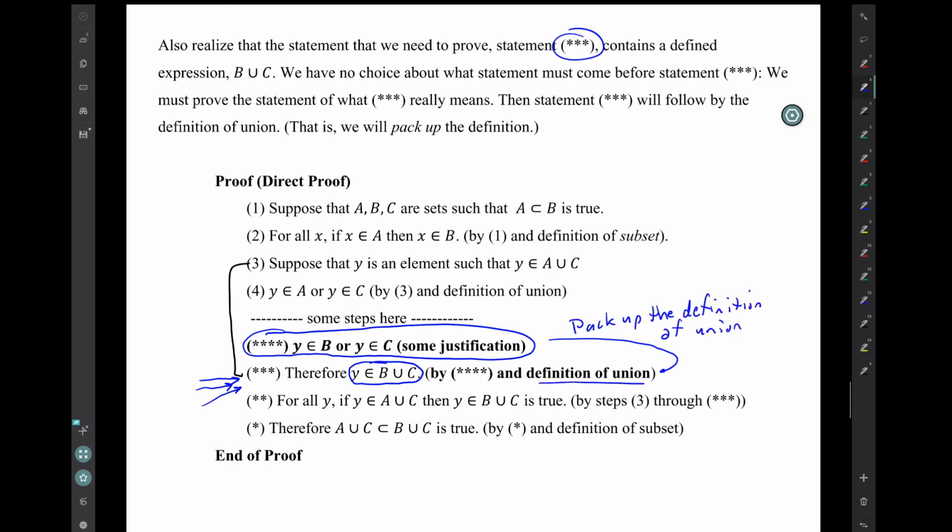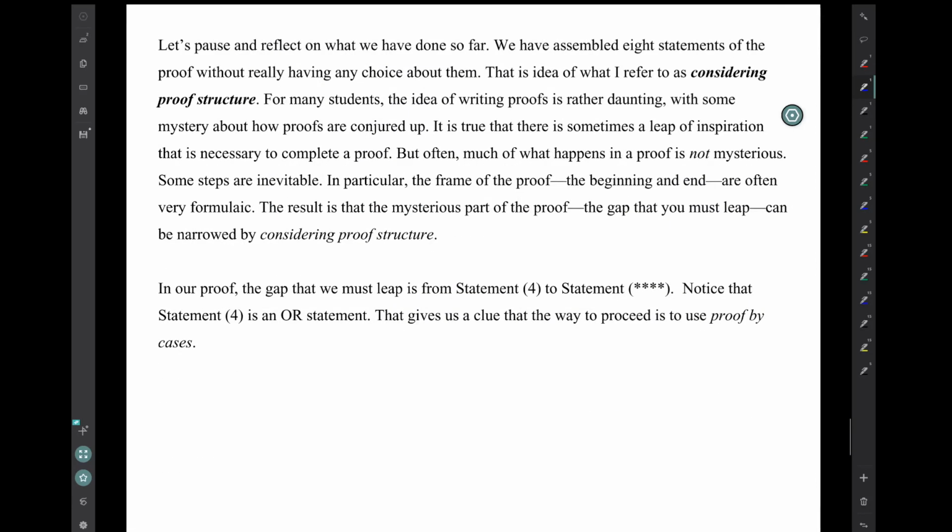So the definition of union gets used 2 ways. We unpacked the definition of union in these 2 steps, and we packed up the definition of union in these 2 steps. Now let's think about what we've done so far. We've assembled 8 statements of the proof without having any choice about them. That's the idea of what I refer to as considering proof structure.